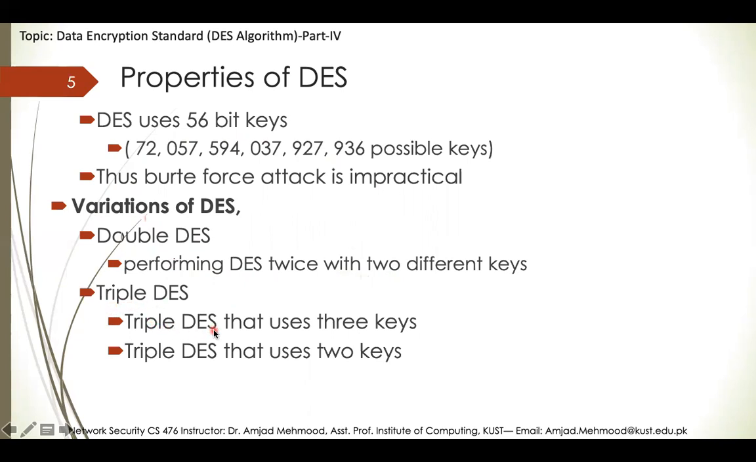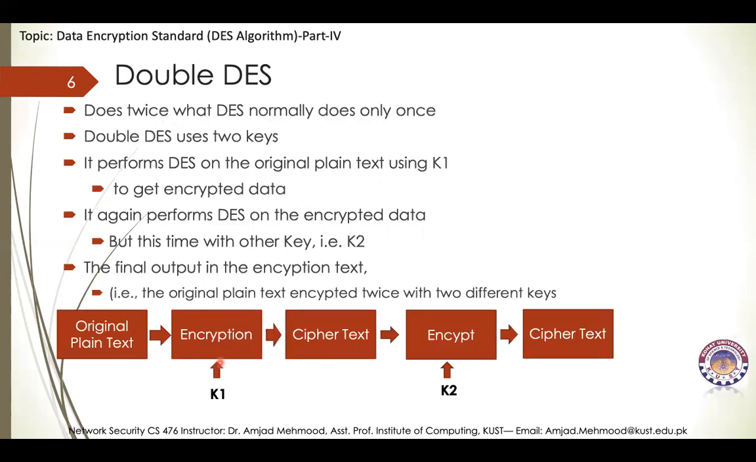So triple DES: the process of DES will be performed thrice with three different keys, and in triple DES, DES will be performed thrice but with two different keys. So these are the two variations in triple DES as well. So how does double DES work? Double DES does twice what DES normally does only once. So double DES uses two keys, as the name suggests.